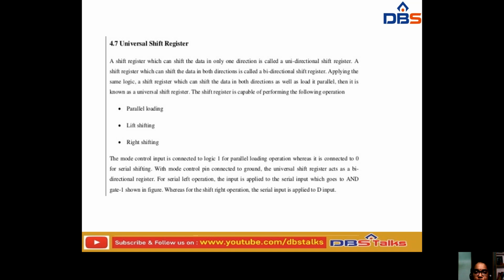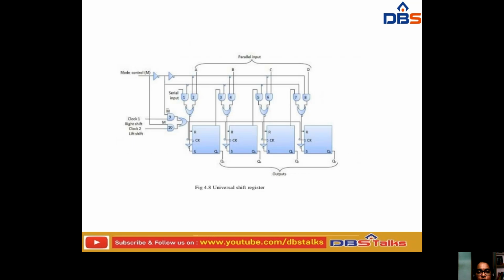So the universal shift register acts as a bidirectional register for the serial left operation. Here the input is applied to the serial input, which goes to the AND gate as shown in the figure, whereas for the shift right operation the serial input is applied to the D input. So this is a universal shift register. Here you have a set of NAND gates, and it takes the OR gate as an input in parallel.